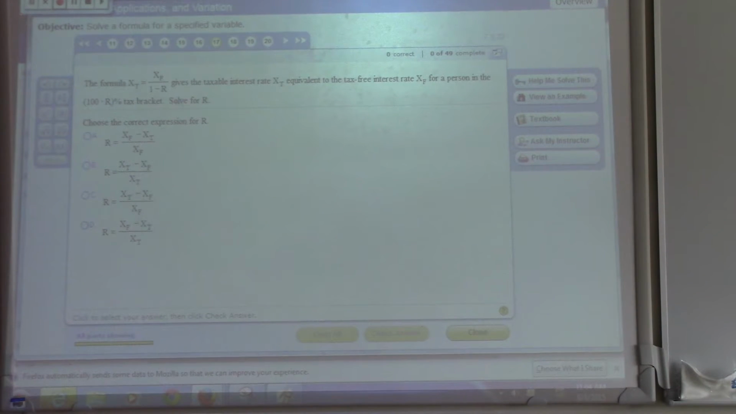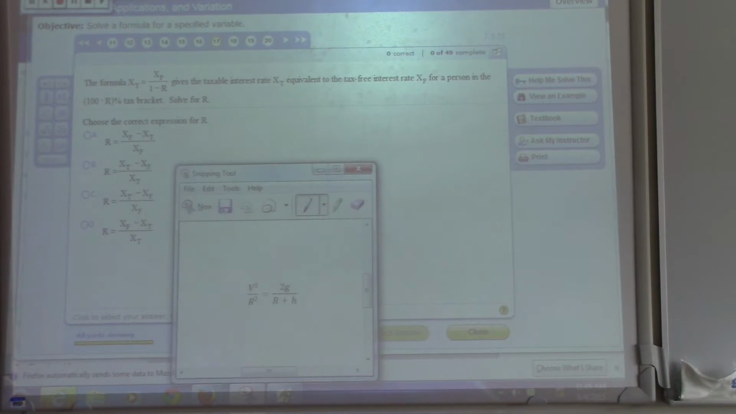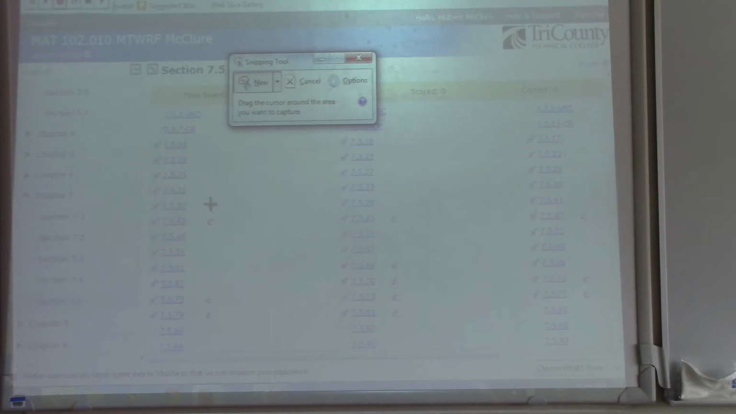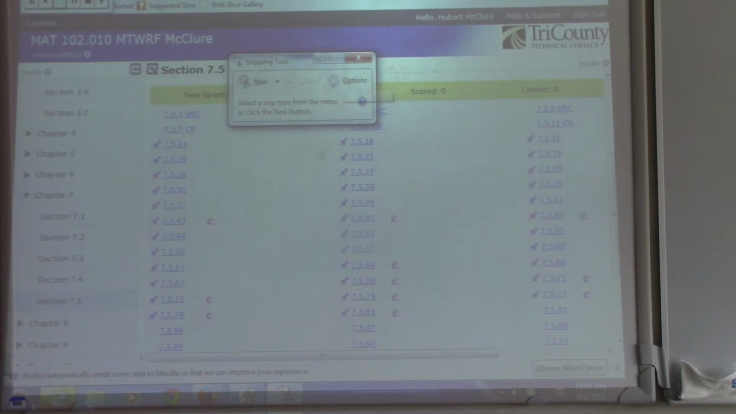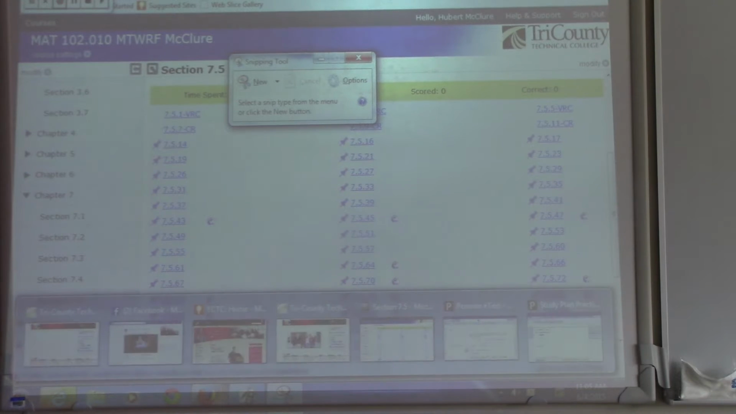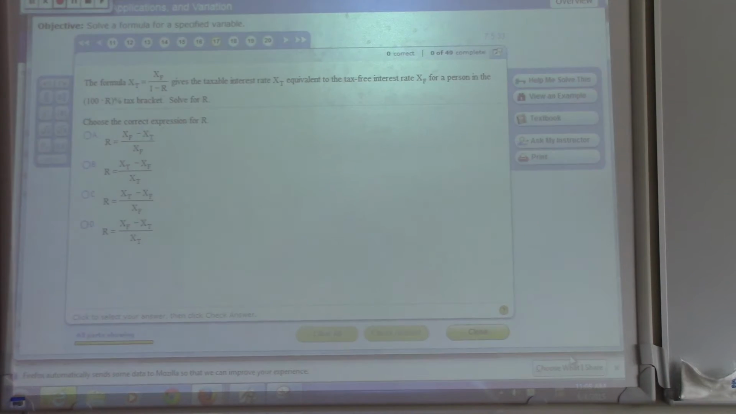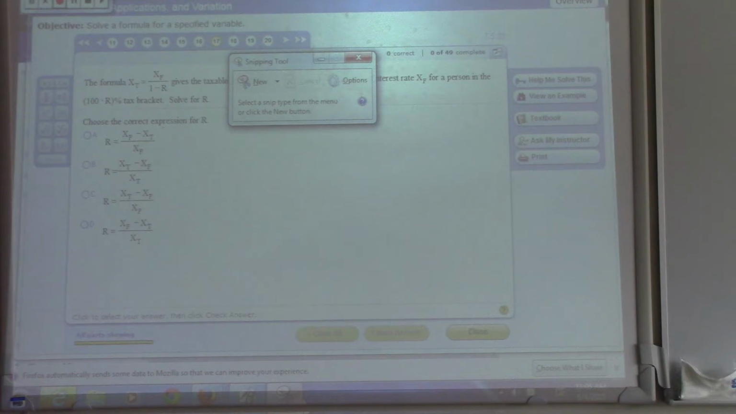Oh yeah, that's a good one. That's a test question. Let's see. Solve this for R. So what I'm going to do is take our tool. Okay, where's my... What happened to my problem? Where'd it go? 7.5, number 33. Yeah, but where'd it go? I don't know. Okay, there it is. My tool.